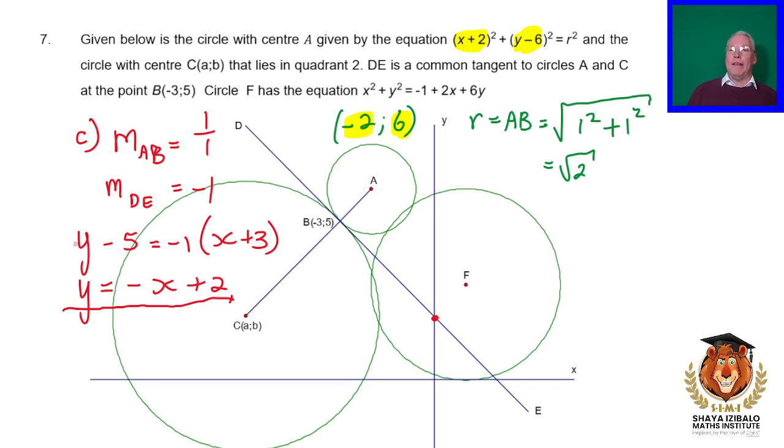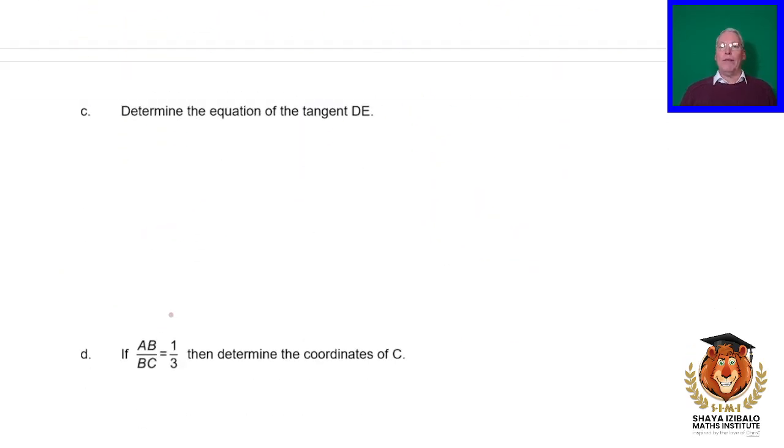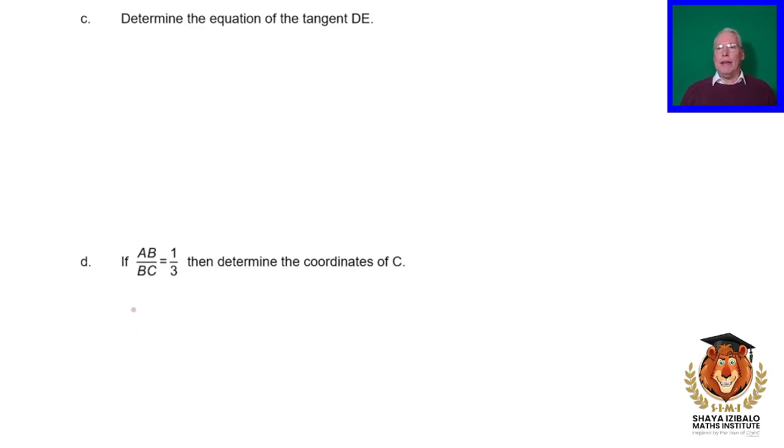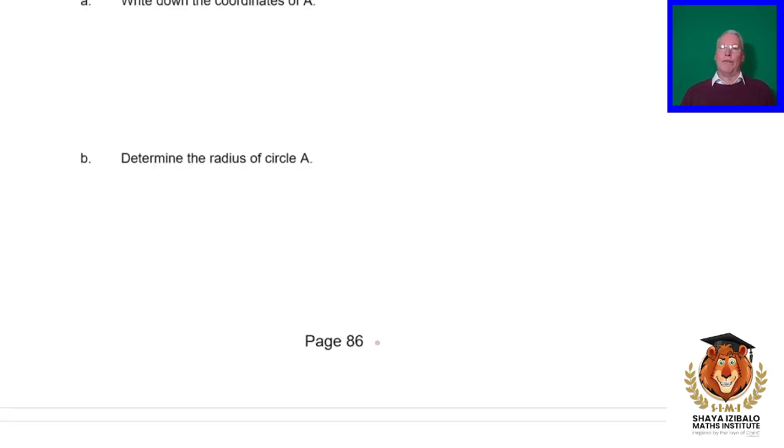Remember that instead of this y minus y value formula, we can also use our y equals mx plus c formula. So there's the answer to C, here's the answer to B, here's the answer to A, and then the next question says, if AB to BC is a third, determine the coordinates of C.